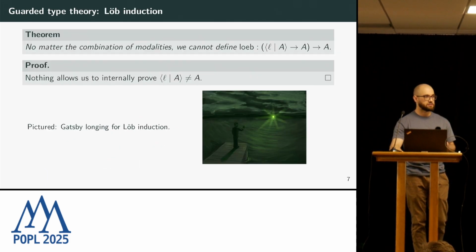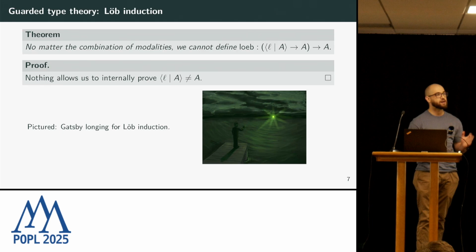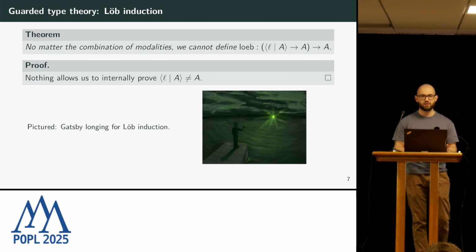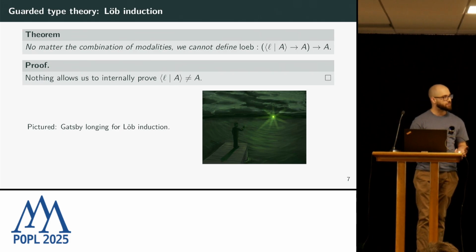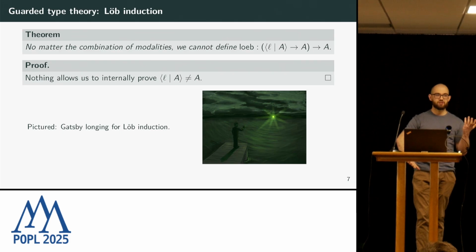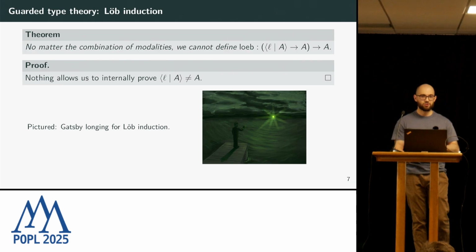The bad news is that this doesn't actually help us at all in trying to get Loeb induction. You can't just add more laters and more modal operators to type theory and somehow get Loeb induction out, because modalities are too formal. You can't tell the difference inside the type system between later A and just A. They're distinct in the syntax, but you have models of the theory where every modality is the identity function. So you're not going to be able to get Loeb induction out of these things.